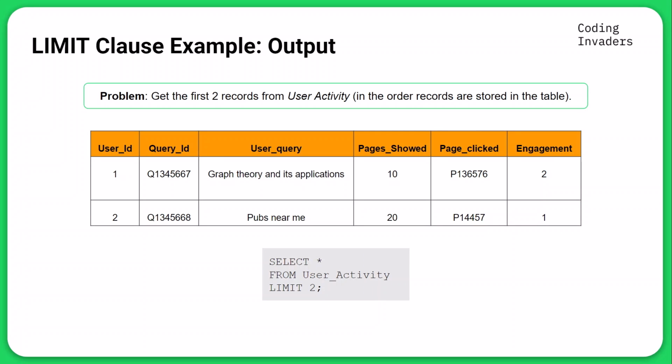Let's go over the code. It says select star, which will select all the columns from user activity table limit 2. So what will limit 2 do? Limit 2 will select only the top 2 records in whatever order it is mentioned, and it will give you that as the output. So let's now go to Metabase and execute our code.